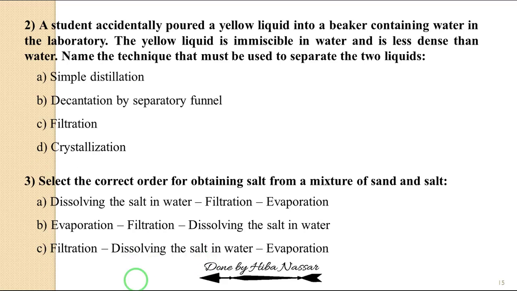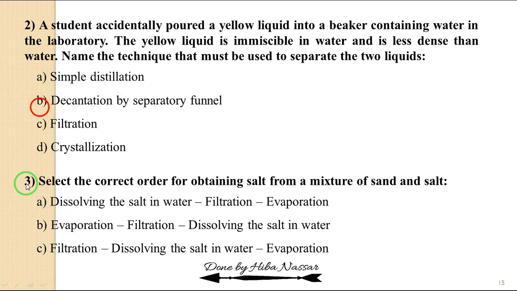Number 2. A student accidentally poured a yellow liquid into a beaker containing water in the laboratory. The yellow liquid is immiscible in water and is less dense than water. Name the technique that must be used to separate the two liquids. Simple distillation, decantation by separatory funnel, filtration, or crystallization. Since the two liquids are immiscible, we can use decantation by separatory funnel, so it's part B.